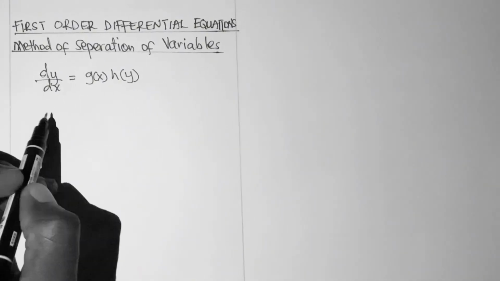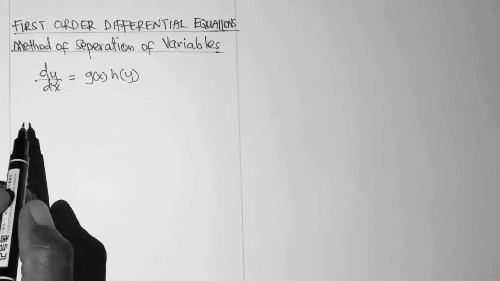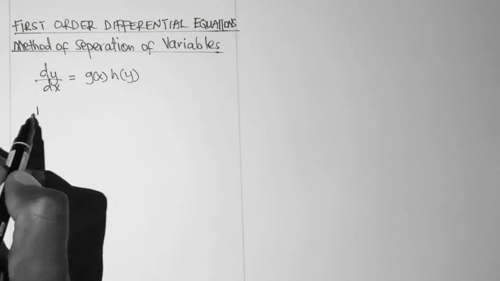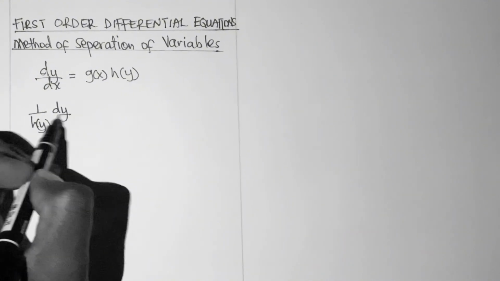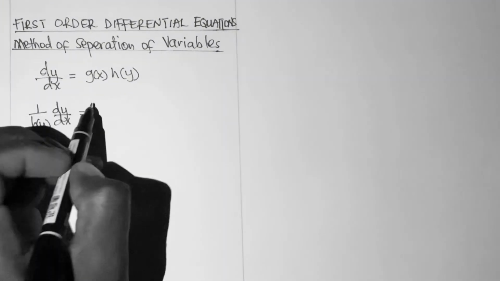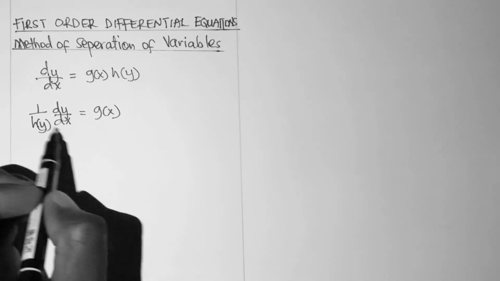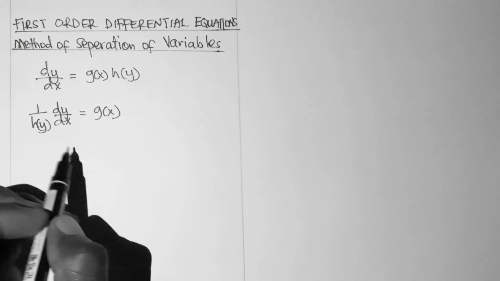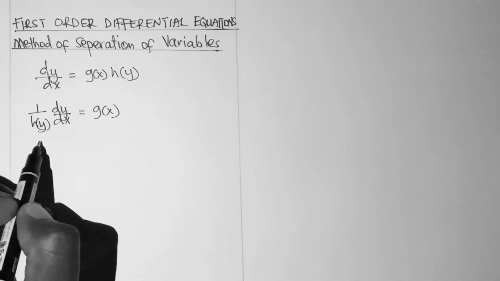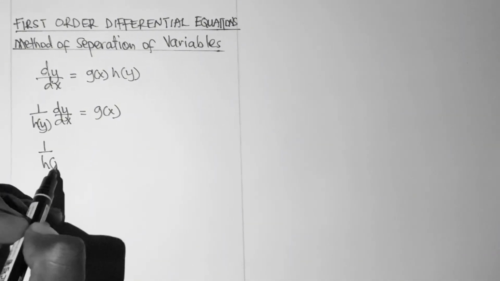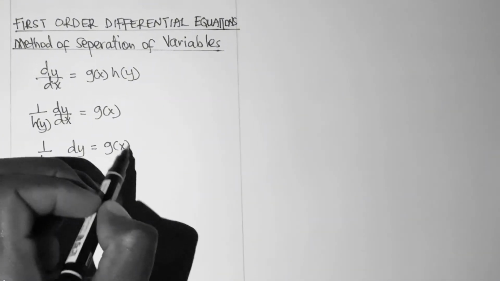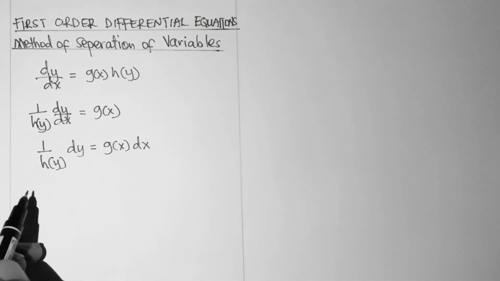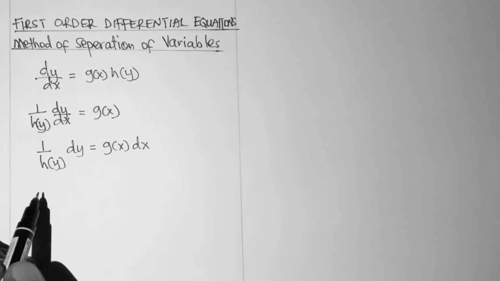So in this case, what we can do is divide through by h of y. So you can say 1 over h of y, dy/dx, is equal to g of x. Then another thing is that you see here's dx, here's x, so we can multiply through by dx. So it becomes 1 over h of y dy equals g of x dx. So now we can go ahead and integrate.